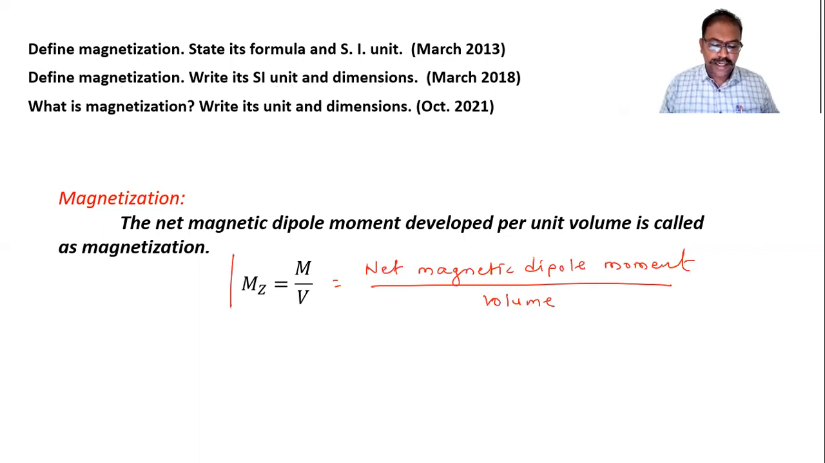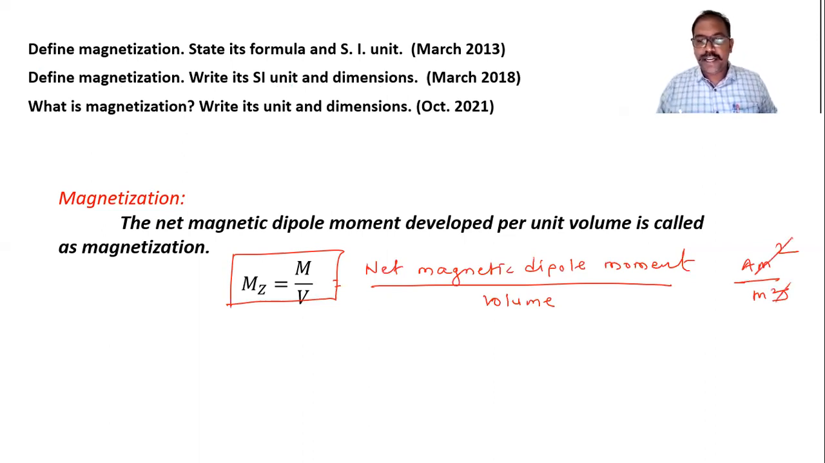Now we have to write the unit and dimension. The dipole moment unit is ampere meter square, and the volume is meter cube. So the meter square and meter cube get cancelled, and here we get the unit ampere per meter. You can see here the unit is ampere per meter.